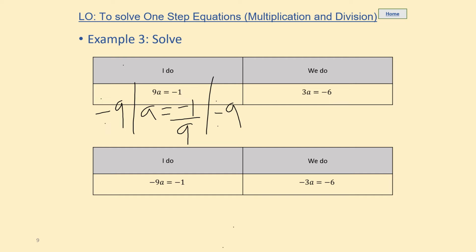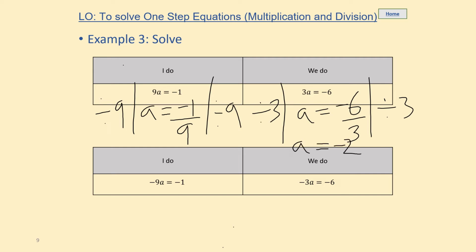Let's have a look at the other one. 3A equals minus 6. Yep, we divide both sides by 3. So A equals minus 6 divided by 3, which we can simplify. 3 goes into 6 twice, so A equals minus 2.